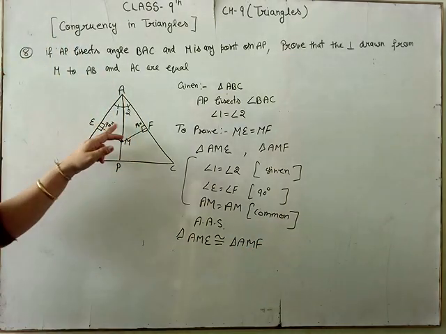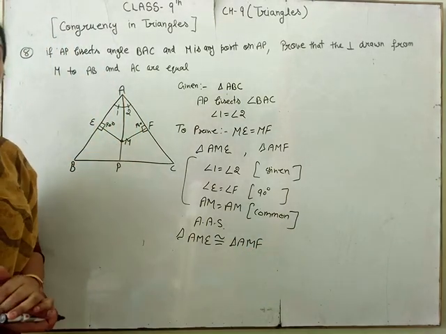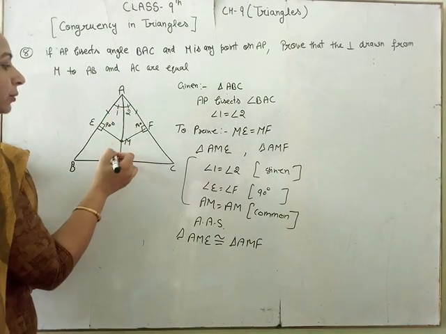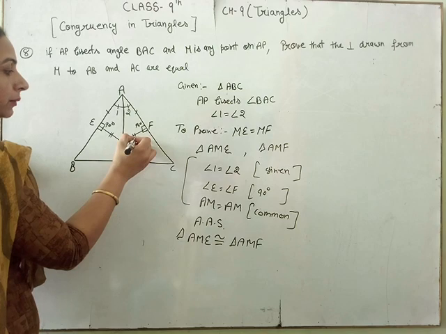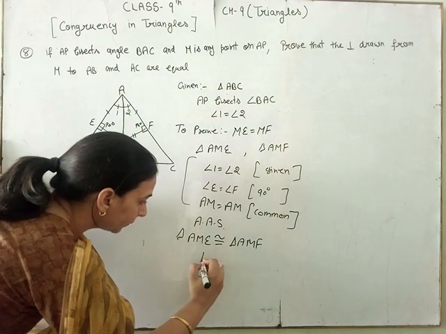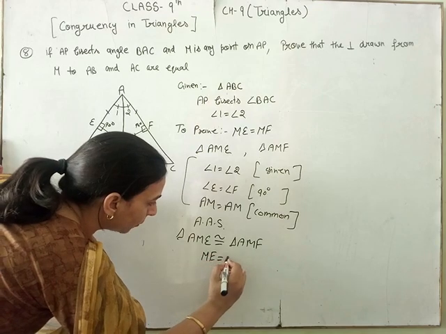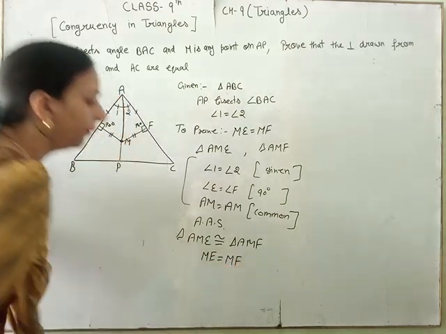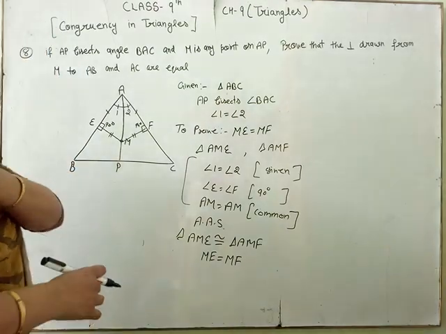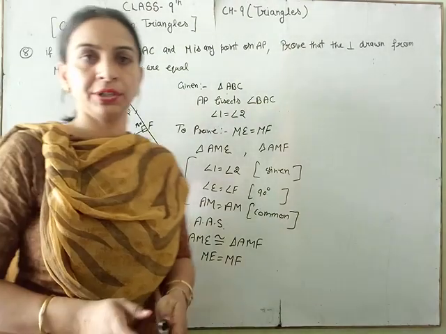If two triangles are congruent, then by CPCTC the remaining parts are also equal. Then the remaining parts, this side equals this side and this side equals this side. Then ME equals MF. So we have shown that ME equals MF. Okay, students, next I will take the next question.